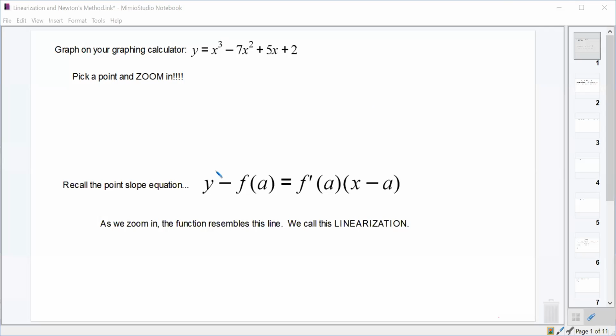Right, so first thing I want you guys to do is grab a graphing calculator and graph this function, and then pick some point and then zoom in. Okay. So I'm going to do the same thing.